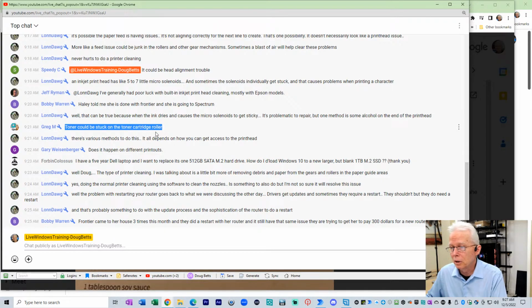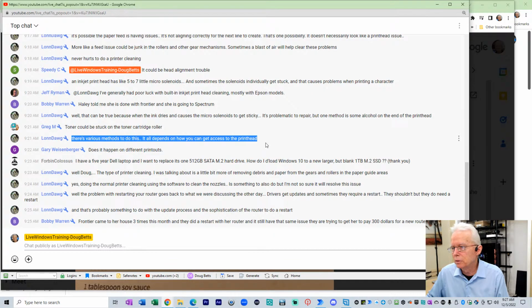Toner could be stuck on the cartridge roller. If it's stuck on the cartridge roller, I would more expect some smears and smudges. I think it's not getting toner onto that part of the roller. Various methods to do this. All depends on how you get access to the print head for cleaning the inkjets, I think you're referring to there.